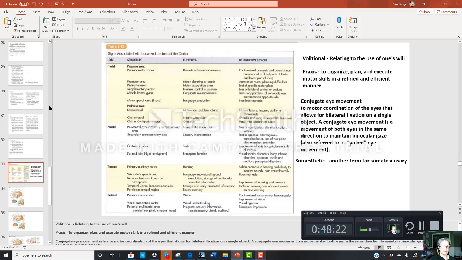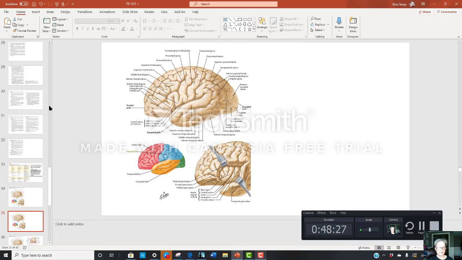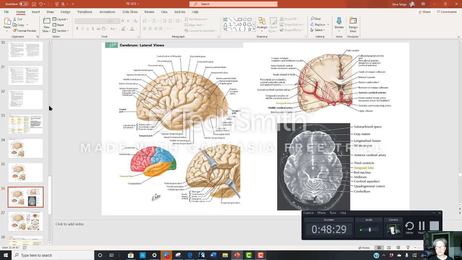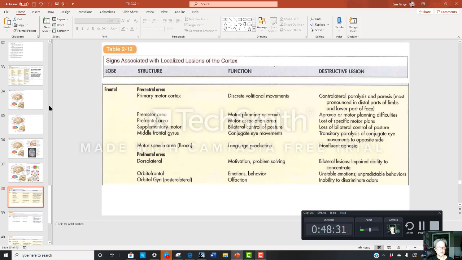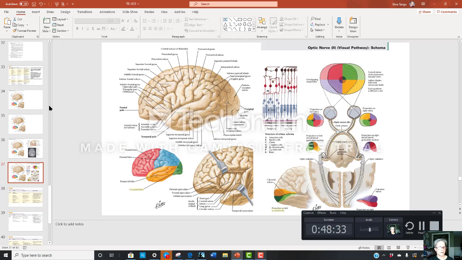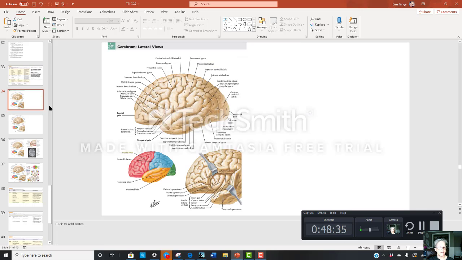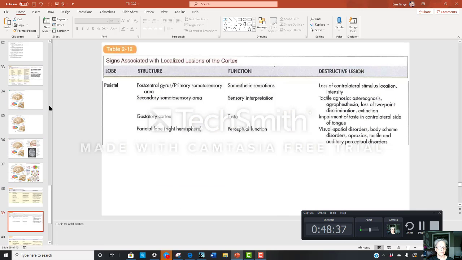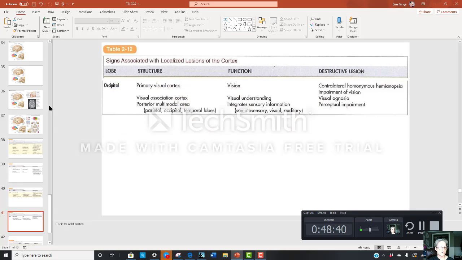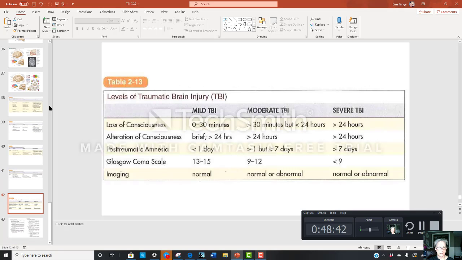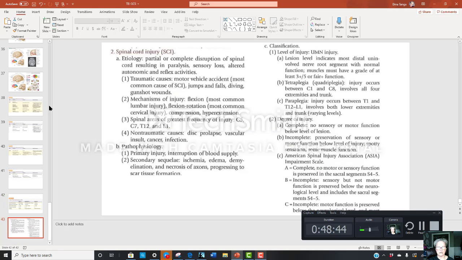The frontal, the parietal, the temporal, and the occipital. Really need to dig into that one. I pulled some pictures. So I took this table and I divided it: frontal, parietal, temporal, occipital, and spinal cord injury. That was just at the end.